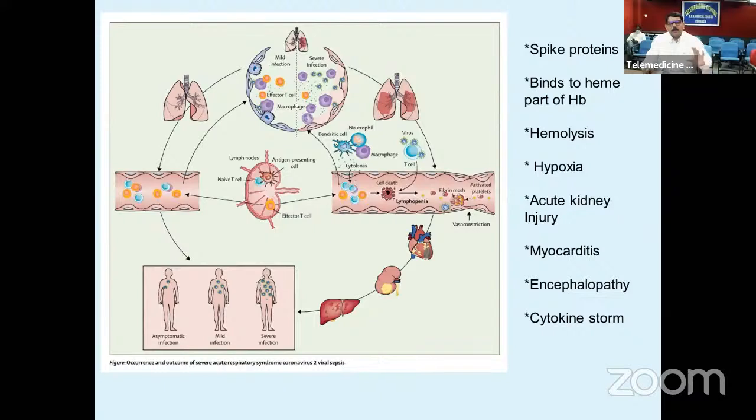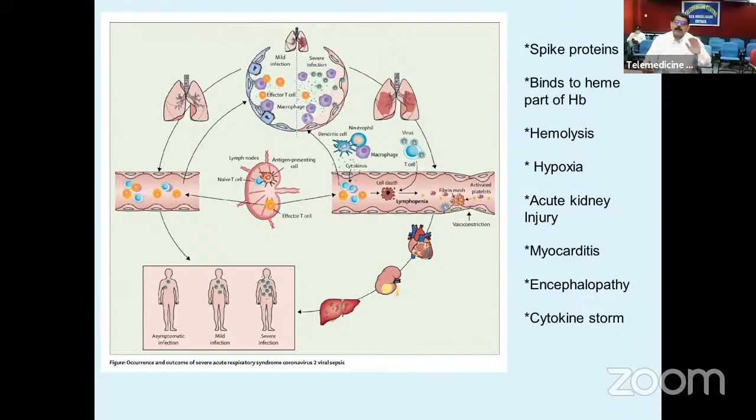There are two phases in this virus. Phase one is the virus itself. Phase two is the body's reaction towards the virus. What happens in phase one? The virus invades different organs and causes symptoms: fever, cough, breathlessness, nasal congestion, and hypoxia, which we call silent hypoxia, because otherwise the patient is stable, sitting, and the saturation goes down. So we call it happy hypoxia or silent hypoxia. And these all start because of the virus.